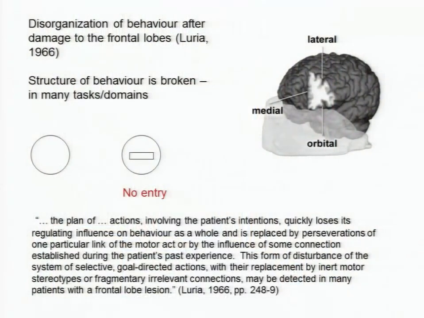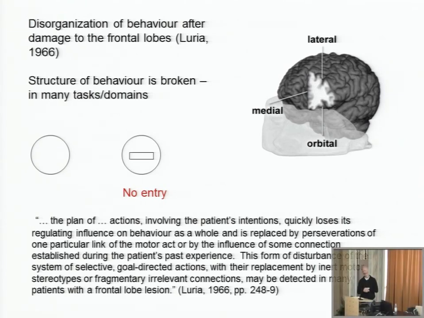Here's an example from Luria. I put it in because it's kind of striking. The patient's first asked to draw a circle. He does so successfully. Then he's asked to draw a minus sign. Step one, the patient draws this horizontal thing here.